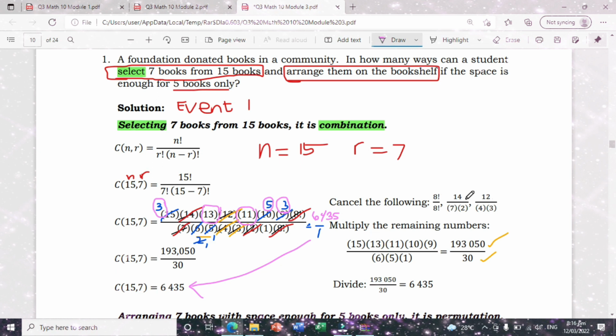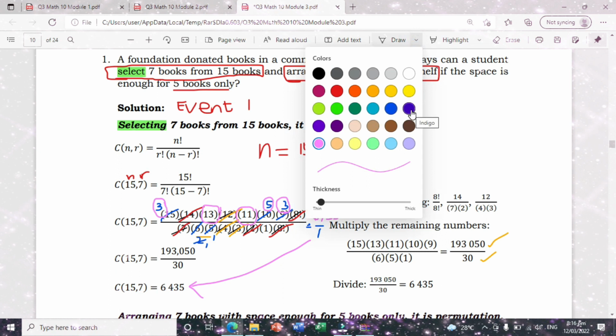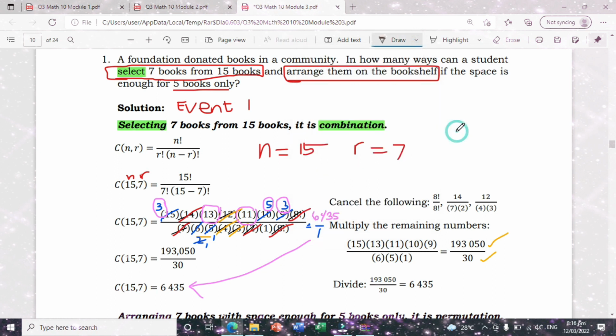Yun lang, kung mabilis kang mag-identify ng mga numbers na pwede i-cancel. Yet, pwede man din tayong gumamit ng calculator. Sa calculator, we just press kung meron tayong C 15,7. Sa calculator natin, all we need to do is to press yung numbers na 1, 5, 15 yan. Tapos NCR.